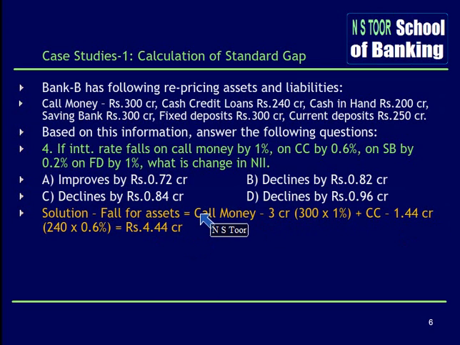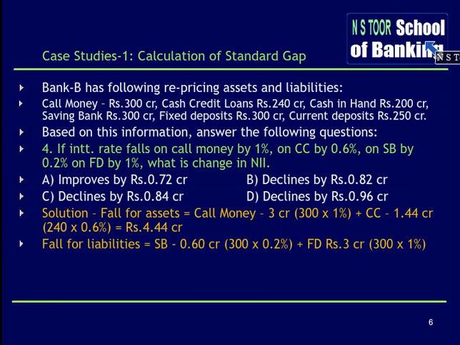Let us see the position in case of liabilities. So, fall in interest cost for liabilities. So, saving bank 300 into 0.2%, so it is 0.60 crores. FD 300 into 1%, that is 3 crore. So, total here will be 3.60 crore.